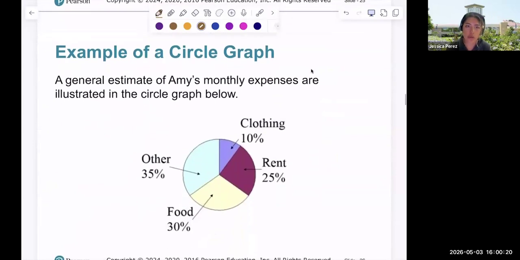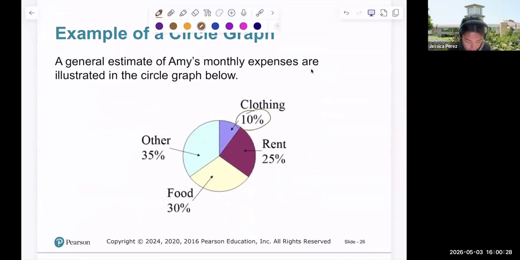Now, this is an example of a circle graph. This is a general estimate of Amy's monthly expenses, illustrated on the graph. She spends 10% on clothing, 25% of her expenses go on rent, 30% go on food, and the remaining other would be, for example, gas right now, especially gas, phone bill, any other bills or any other expenses that you can think of. That would go into the other. You can see how they are different percentages, but they all enclose a circle of 100%.